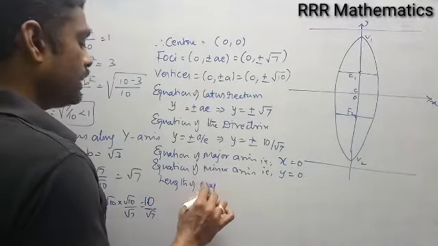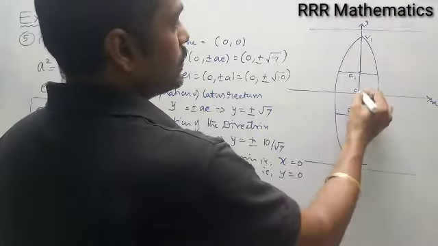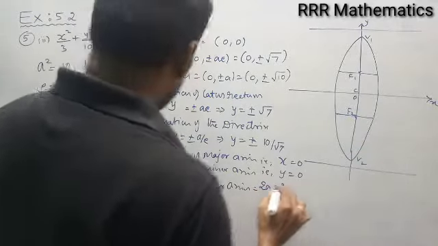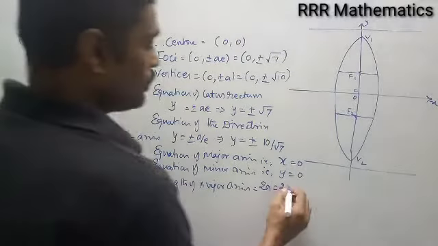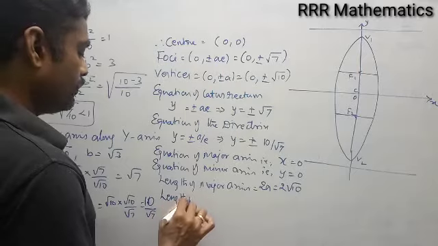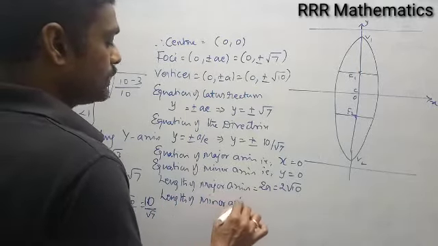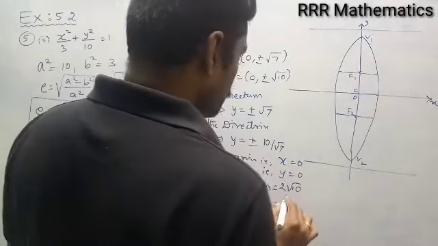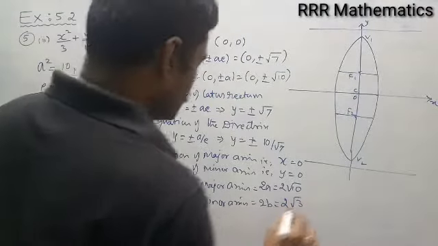Length of major axis. What is the major axis? This one whose length is 0 to a and 0 to a. It will be 2a. So what is a? A will be root 10. So 2 times root 10. Length of minor axis. It will be 2b, b plus b, 2b. What is b? Root 3. 2 times root 3.